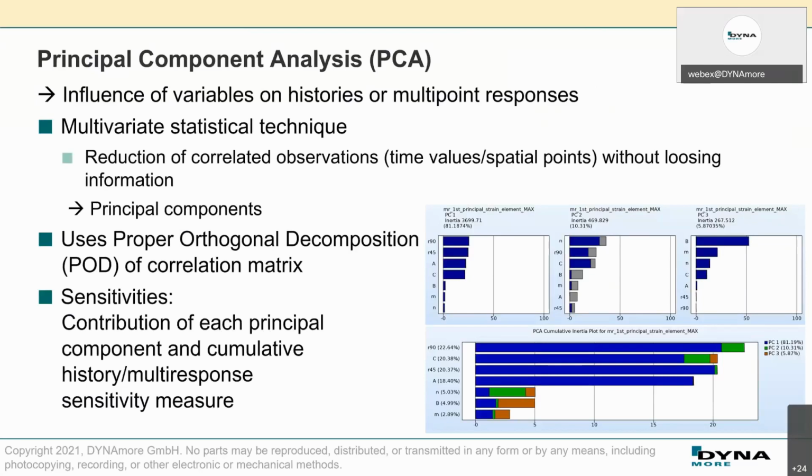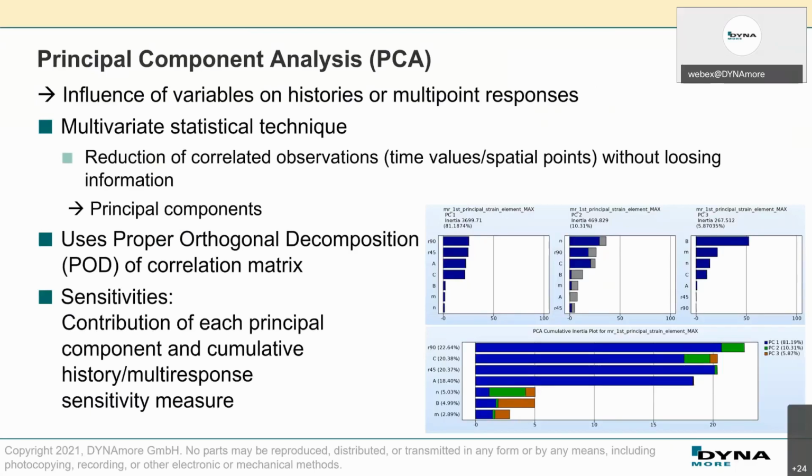So in general, the principal component analysis is a multivariate statistical technique. The idea is to reduce the correlated observations, so time values or spatial points, without losing information. So we do not consider all the values of a history or all the values of a multi-point response, but just the, we call it principal components, just a few components. To do this, we use a proper orthogonal decomposition of the correlation matrix of the data.